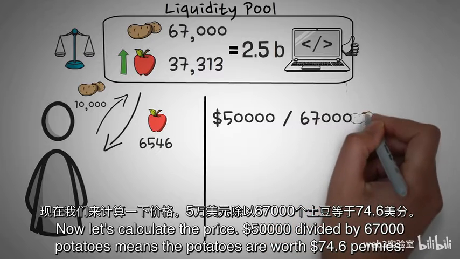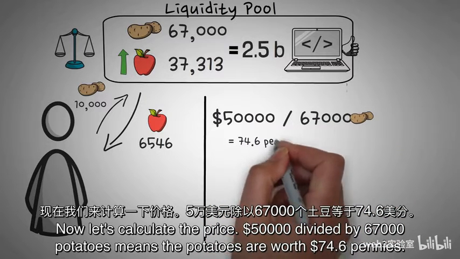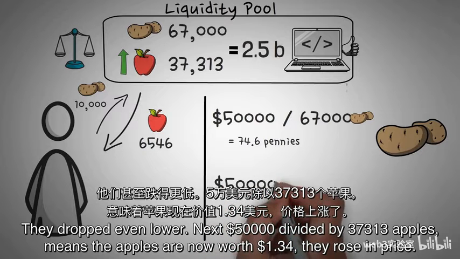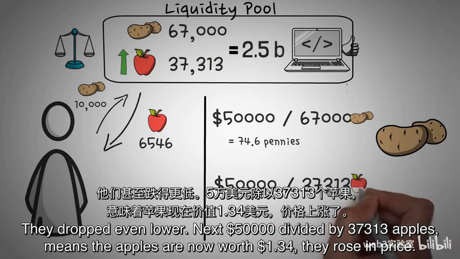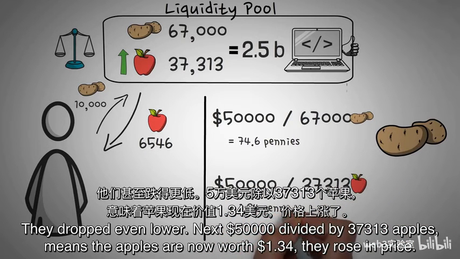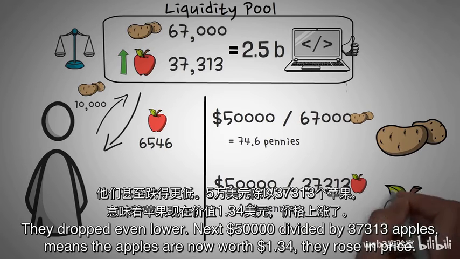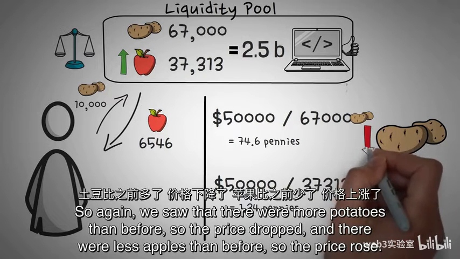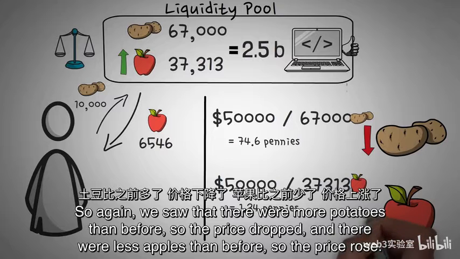$50,000 divided by 67,000 potatoes means the potatoes are worth 74.6 pennies. They dropped even lower. Next, $50,000 divided by 37,313 apples means the apples are now worth $1.34. They rose in price. So again, we saw that there were more potatoes than before, so the price dropped, and there were less apples than before, so the price rose.